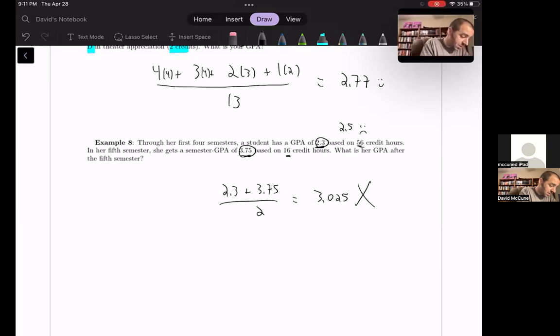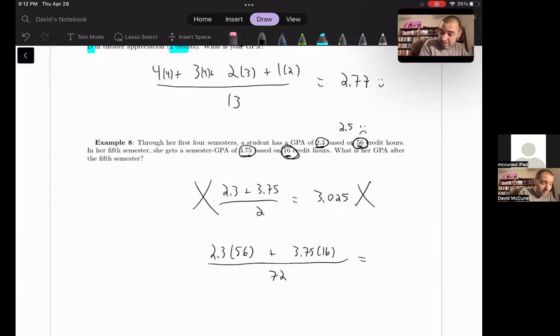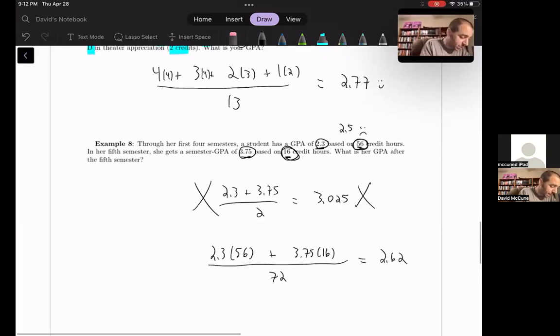You can't do that. The reason is because this 2.3 has 56 credits attached to it, and this 3.75 has only 16. So the 2.3, unfortunately for the student, is worth a lot more in the average. So you gotta, again, weight things. And the student has taken a total of 72 credits. That's the total weight, and you get 2.62.